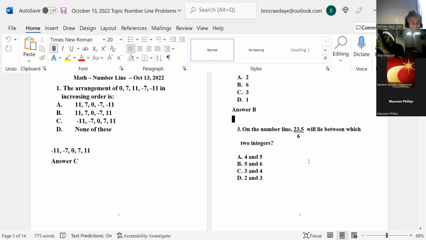Now, this is the one that you seem to have a problem with. 23.5 divided by 6. Michelle, do you have a calculator? Yes, I'm charging it. Okay, well, divide that and tell me what you get. 23 divided by, I'm putting it as a slash, divided by 6. What is that equal to?